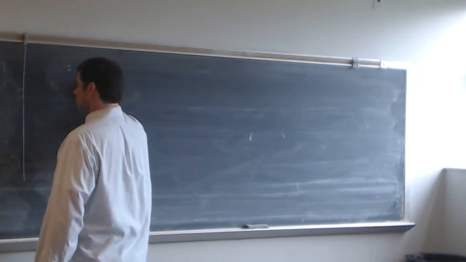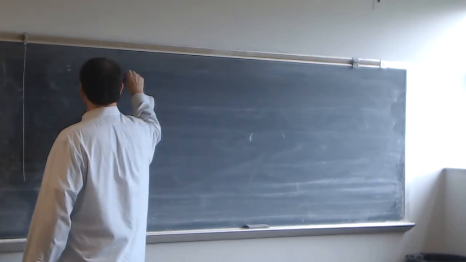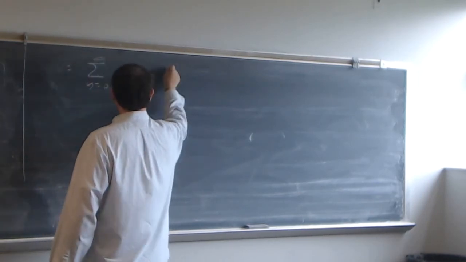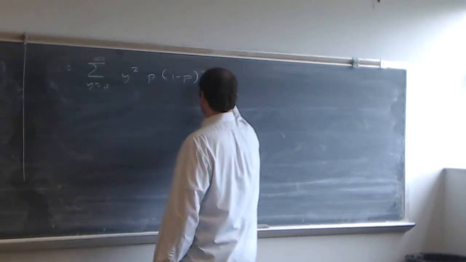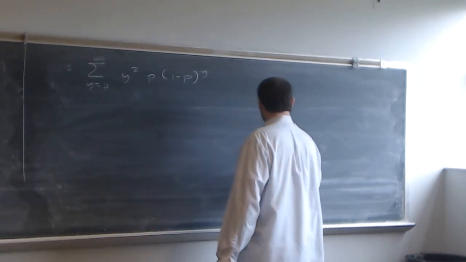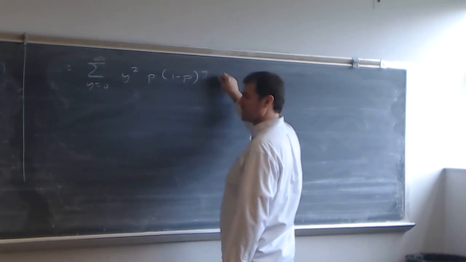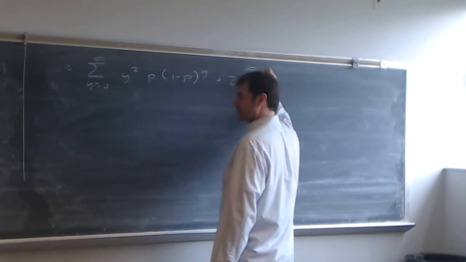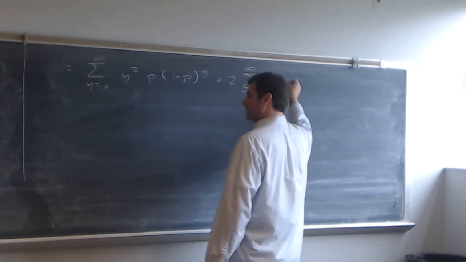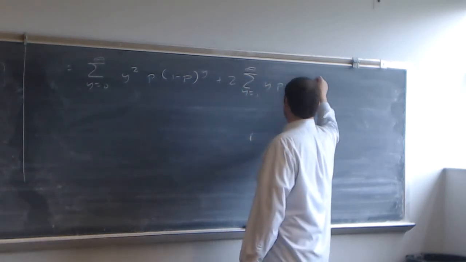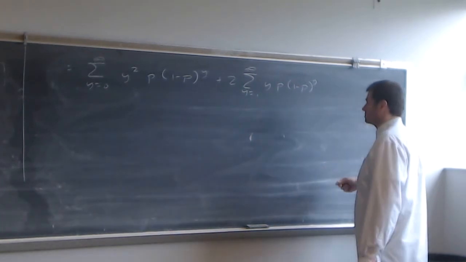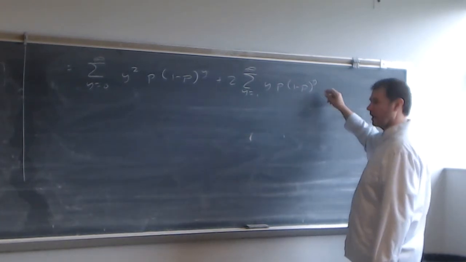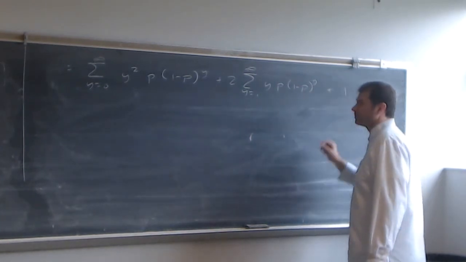All right. Now, when we let y equal x minus 1, we get a sum as y runs from 0 to infinity. This will be y squared times p times (1 minus p) to the y. Oh, this is outstanding. Plus 2 times the sum as y runs from 1 to infinity. This again will be y times p times (1 minus p) raised to the y. And then this will be just plus 1.